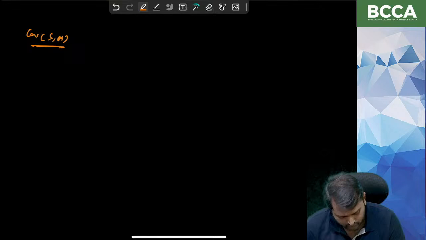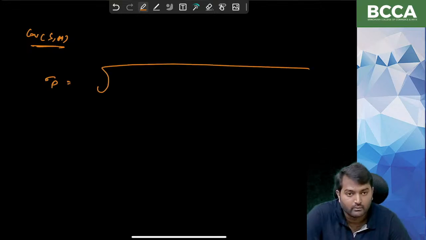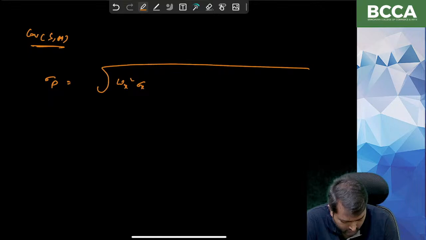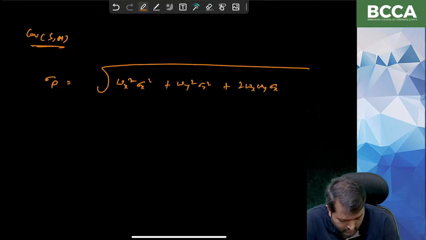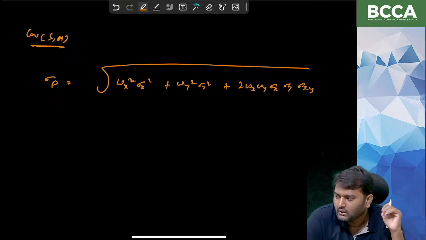Square root of, so for risk of a portfolio, sigma p, what is the formula? Wx square sigma x square plus Wy square sigma y square plus 2 Wx Wy sigma x sigma y sigma xy.